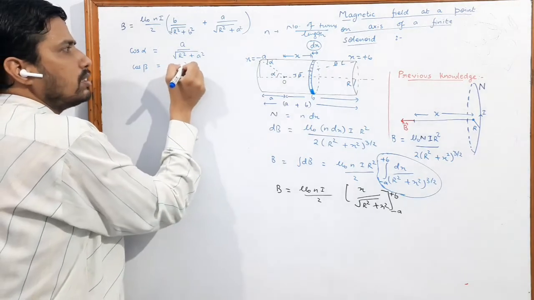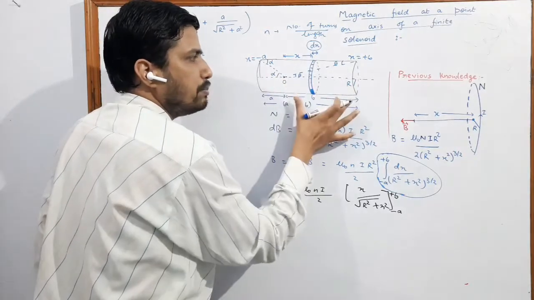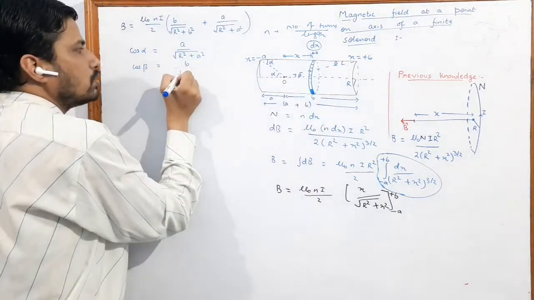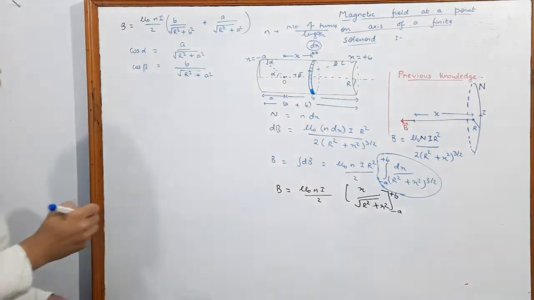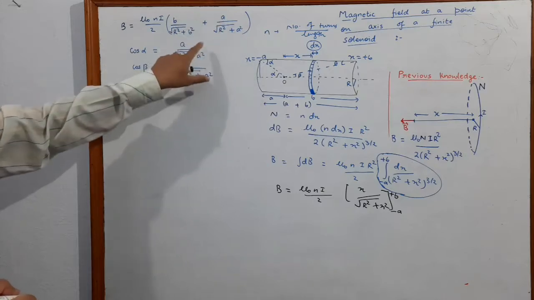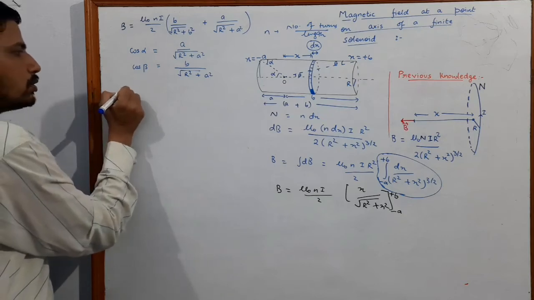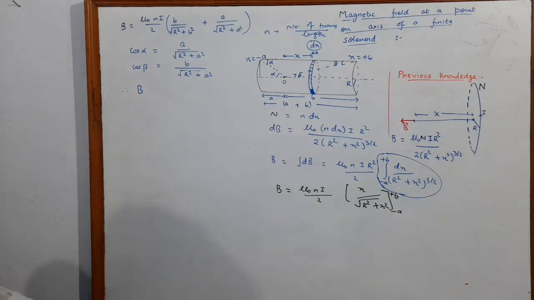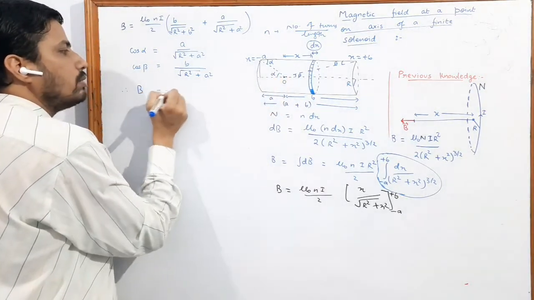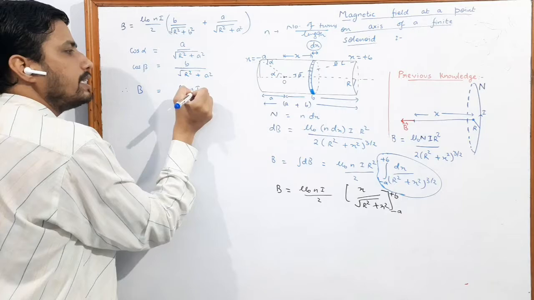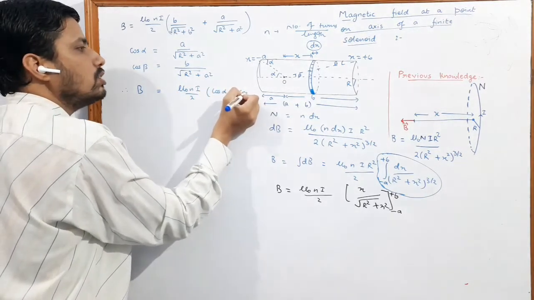And cos beta will be b, likewise, in this triangle. Cos beta is base, and this distance is b. So b upon under root r square plus a square. Is it clear? Now if you see, this term is nothing but cos alpha and this term to the left is nothing but cos beta, and therefore the magnetic field due to a finite solenoid at any point on its axis will be given by the formula mu naught n I upon 2 times cos alpha plus cos beta.